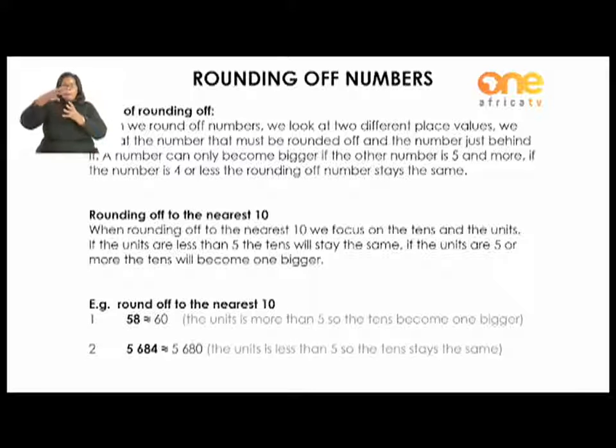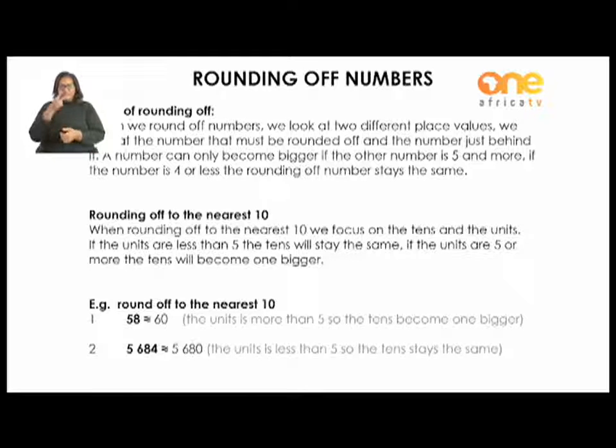So when we round off to the nearest 10, we find the number in the tens place. That is the number that will either stay the same or become 1 bigger. And we focus on the units. If the units are 5, 6, 7, 8, or 9, the 10 will become 1 bigger. If the units are 4, 3, 2, 1, then the 10 will stay the same.